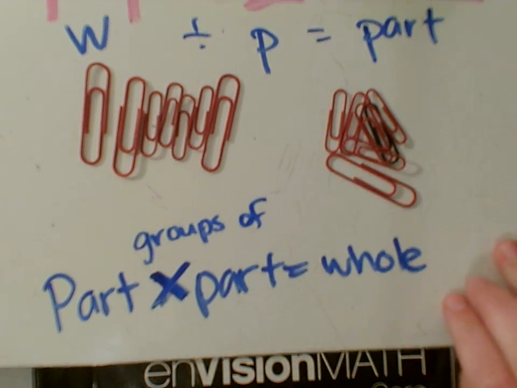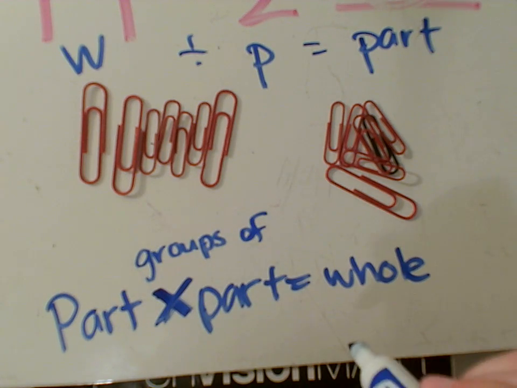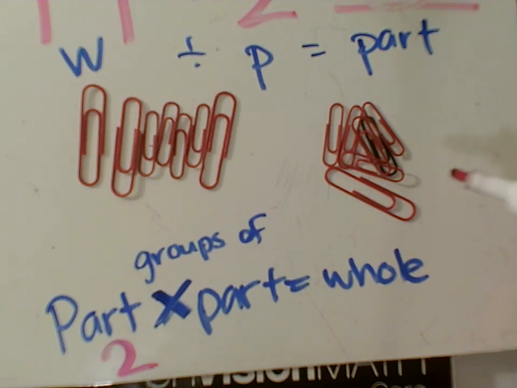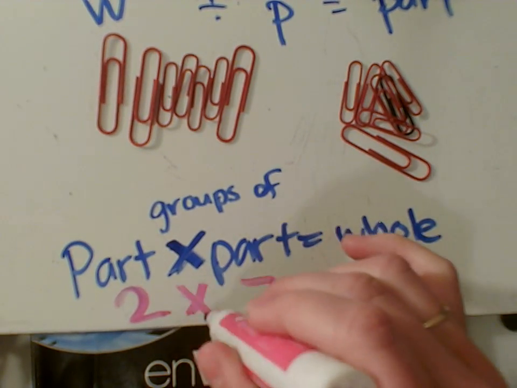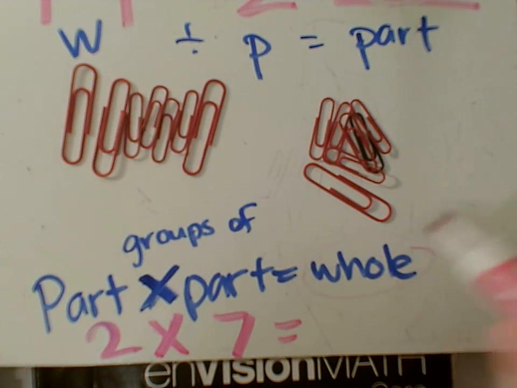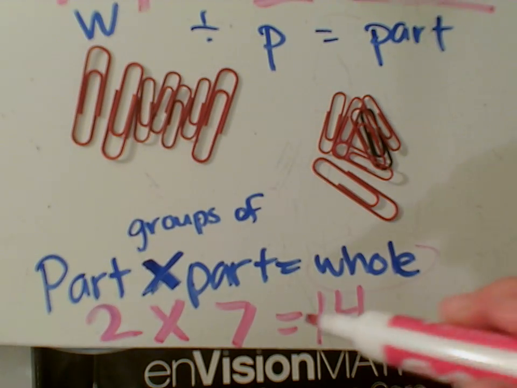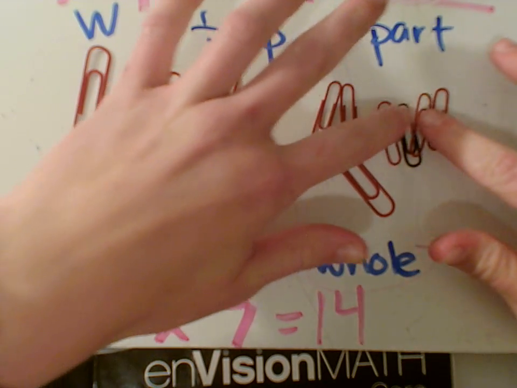So if I go back to my division problem and I plug in my two parts, I could say 2, let's get a different color here. Here's one part. Let's do 2 times, what was our answer? 7. 2 times 7 equals what? Well, I know it's going to equal our whole, which is 14. So let's put that down here. 2 times 7 equals 14. Now, let's double check and see if this is true.